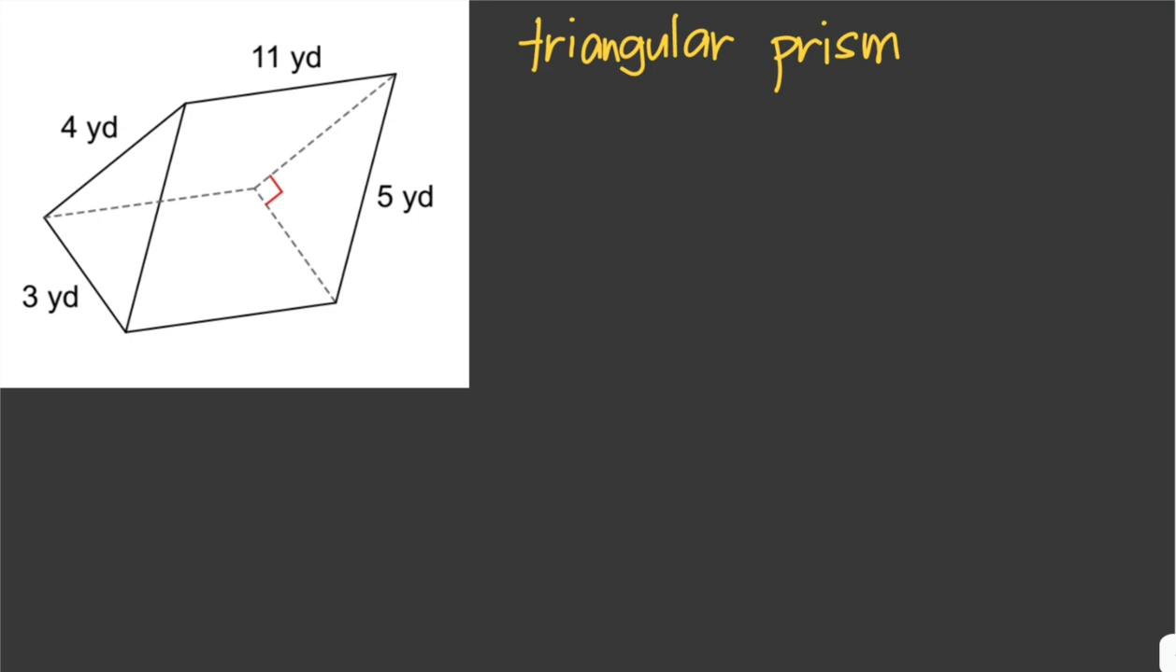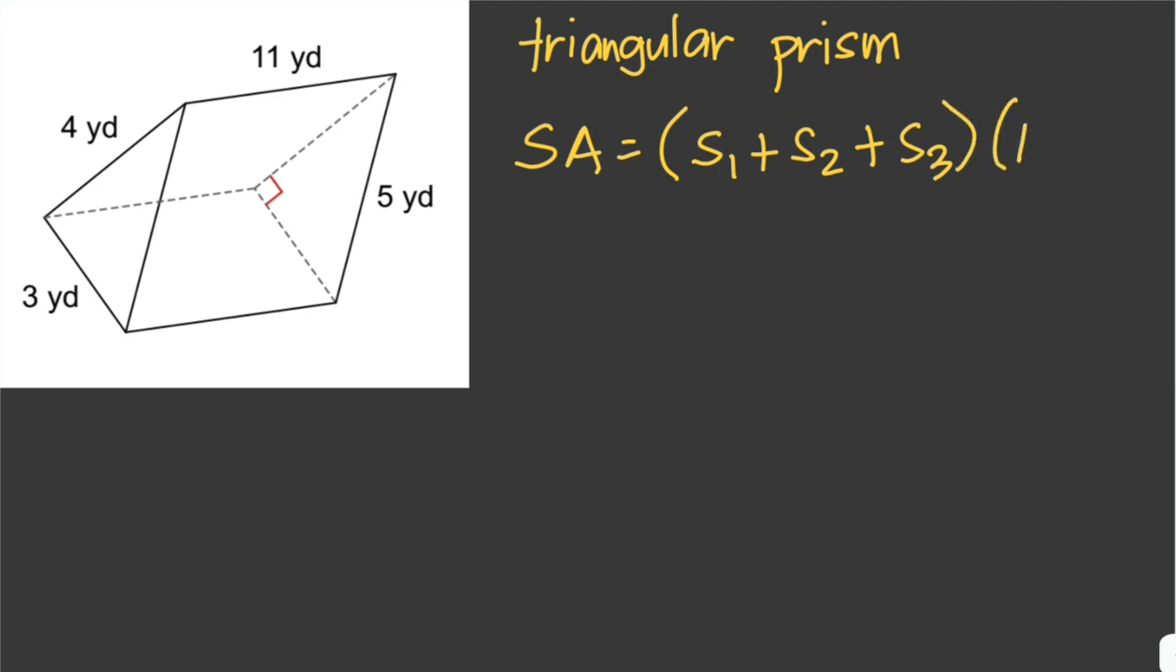Now, to solve for the surface area of a triangular prism, we just have to add up all the area of each of its faces. Or we can simply add all of the sides of the triangular faces and multiply it by its length. So that would be side 1 plus side 2 plus side 3 times the length, plus the product of the base and height.